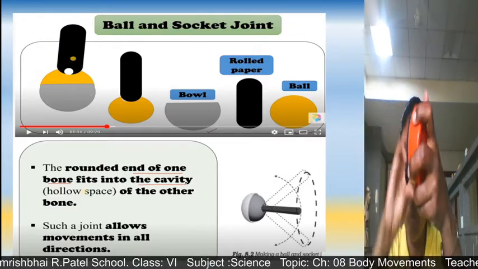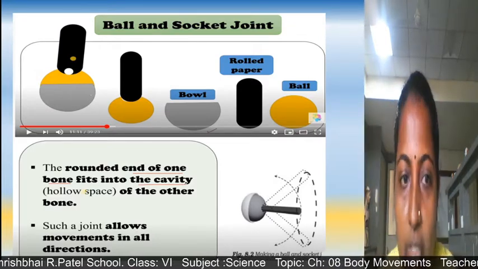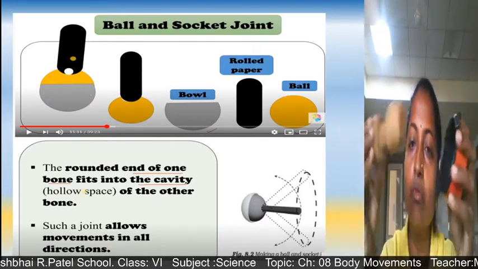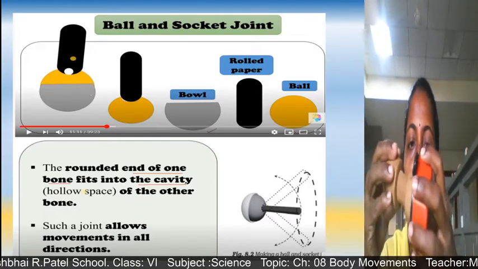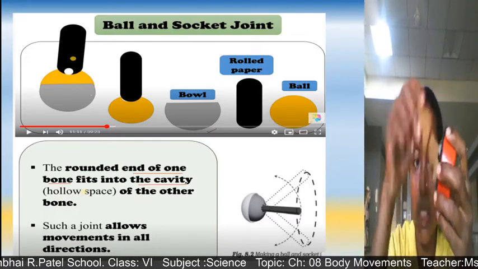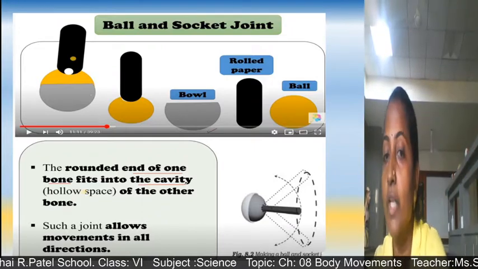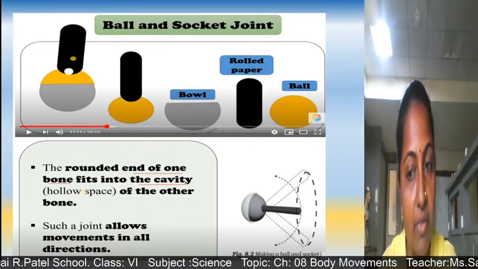Understood? So this is a ball and socket joint. In a hollow space or cavity, the rounded end of one bone fits into the cavity or hollow space of the other bone. That is a ball and socket joint. Now where it is present in our body, we will see.